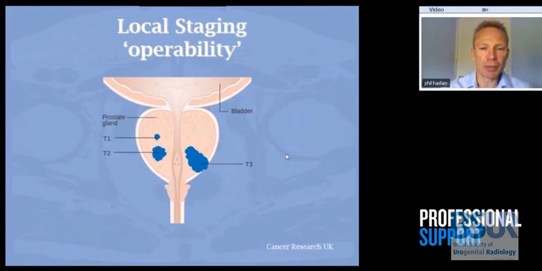So we stage the tumour on the MRI. If we see a small focal tumour, more centrally, this could be T1, slightly larger tumour, could be T2.